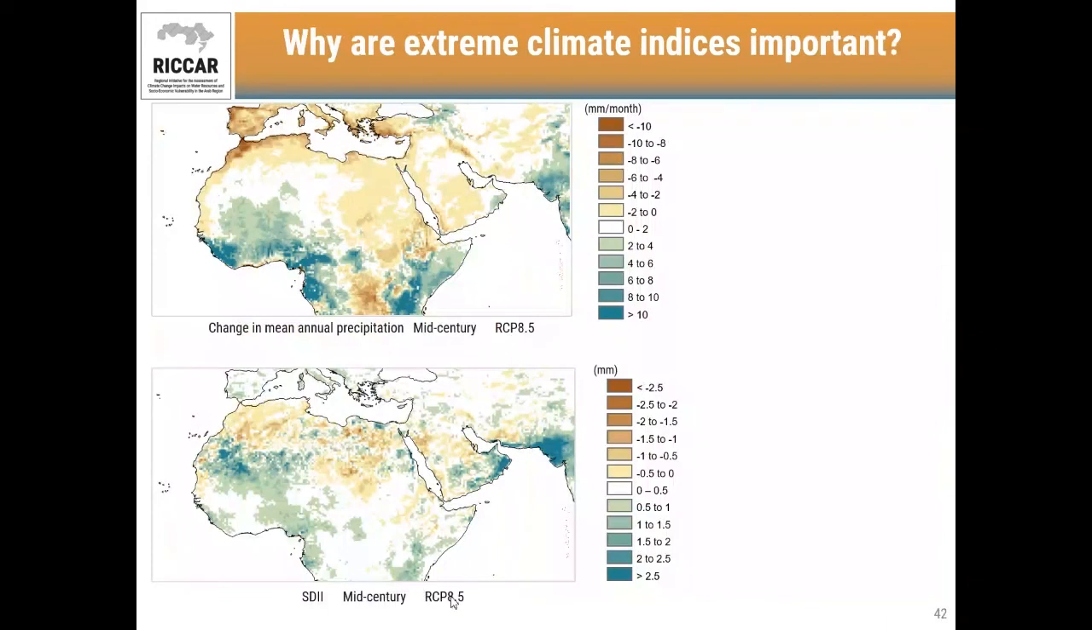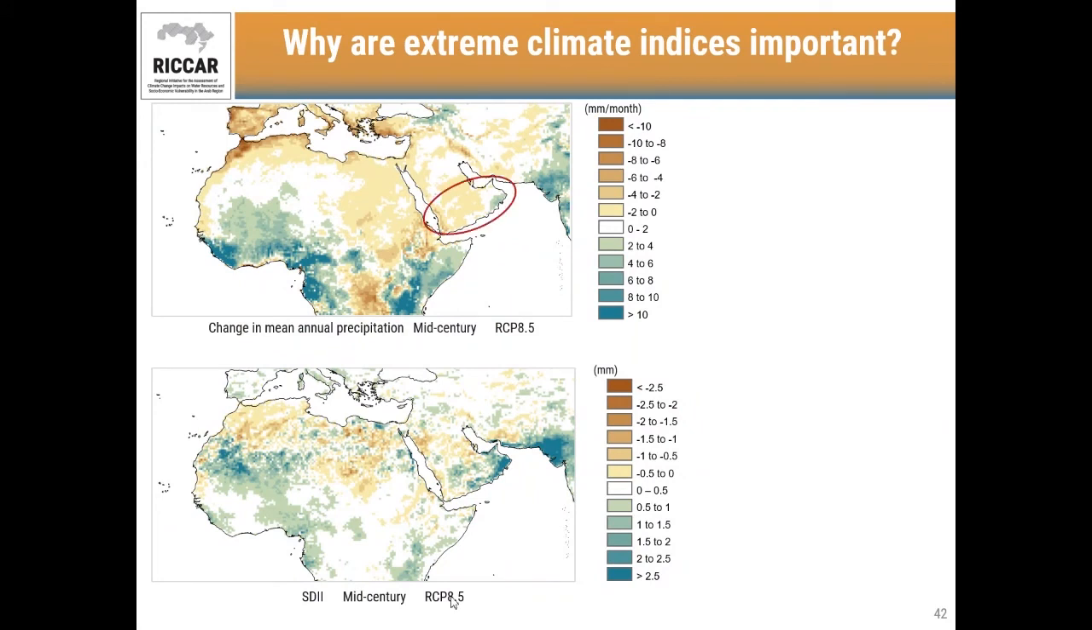So why are these extreme climate indices important? I want to highlight these because quite often I've seen people use studies and all they are concerned about are the precipitation and temperature data. And while these parameters are definitely important, and I don't want to minimize their significance in any way, they don't always tell the entire story.